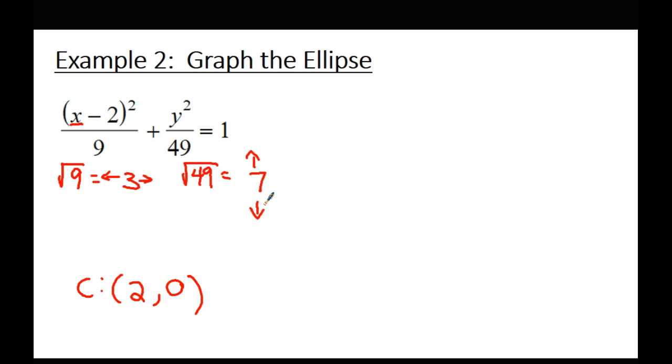Not always. So here's how you know which one's left and right. The one that's under the x value is left and right. You know how the x-axis is left and right? That's how you remember it.